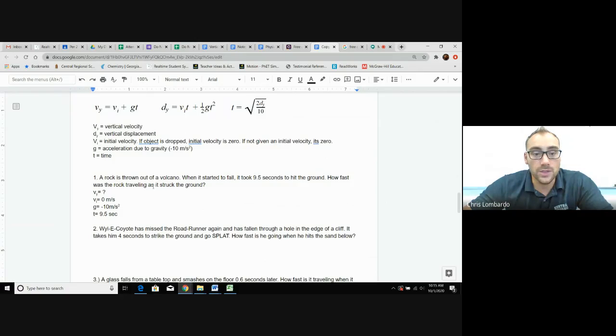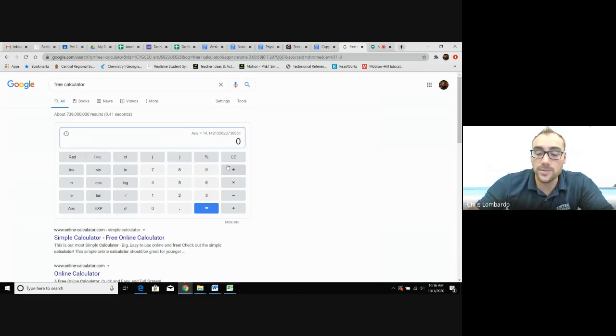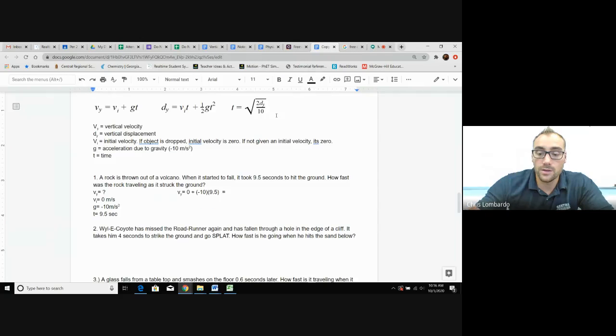So using the equation vy equals vi, which was 0, plus gravity times time. So negative 10 times this 9.5 equals. Now again, you can type it into the calculator, but some of these problems are going to be easy enough where you don't need to. Negative 10 times 9.5, negative 95. Okay. And that's it. 0 plus a negative 95.